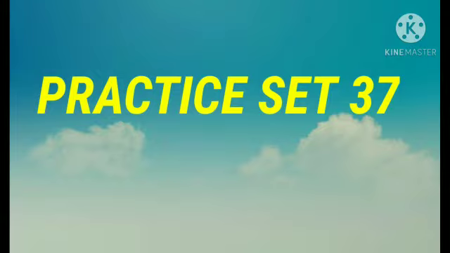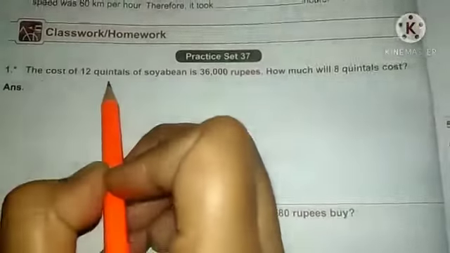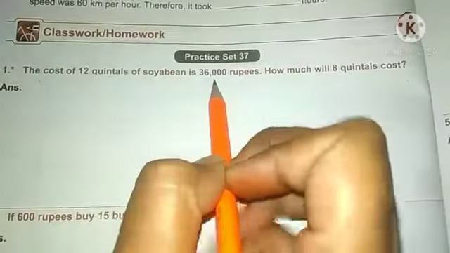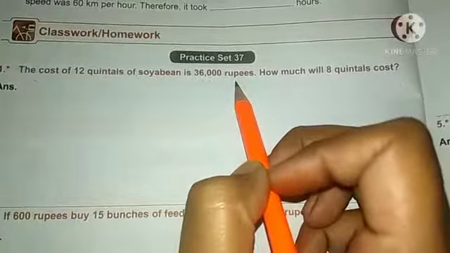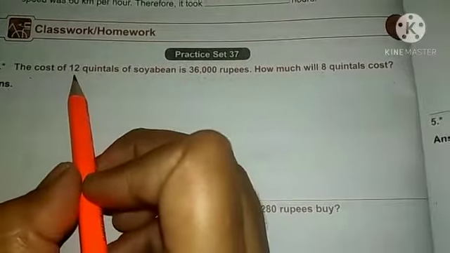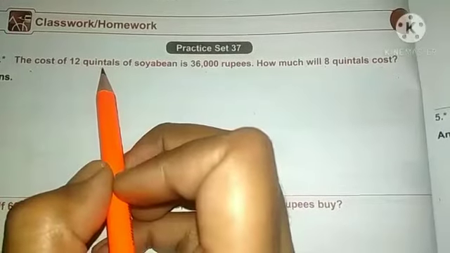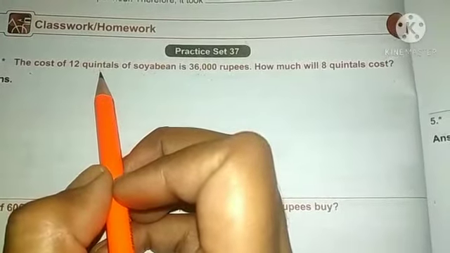Now let's see practice set 37. Students, practice set 37. The cost of 12 quintals of soya bean is 36,000 rupees. How much will 8 quintals cost? Now here what you have to do? First of all we have to identify whether this is an example of inverse proportion or direct proportion.